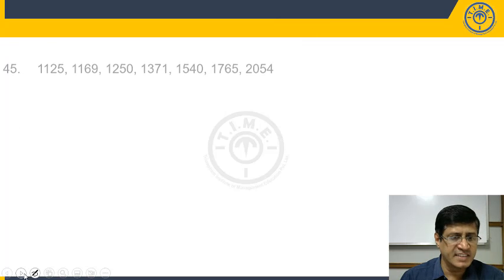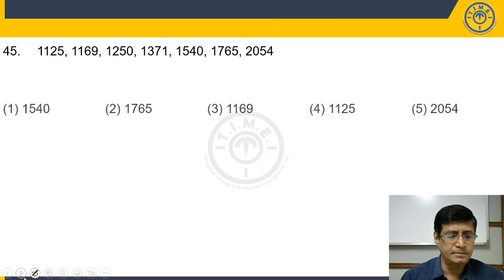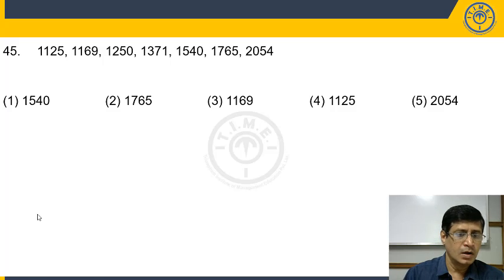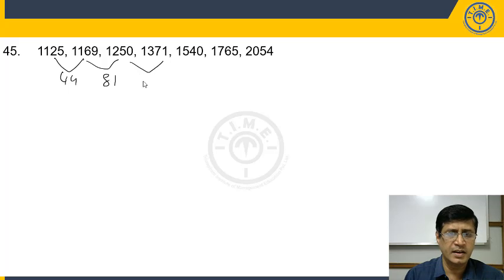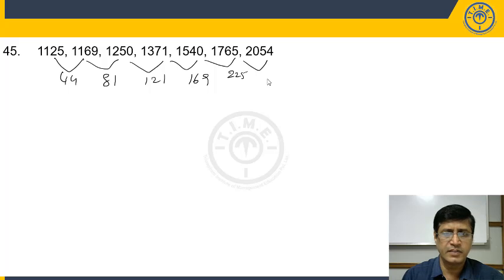Now look at the next example on your screen. Now if you observe this series carefully, here the gap is 44. Now the difference of these two numbers is 81. And here it is 121. Whereas in this the value is 169. The difference of these two numbers is 225. The difference of these two numbers is 289.